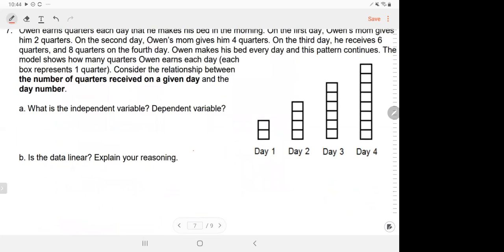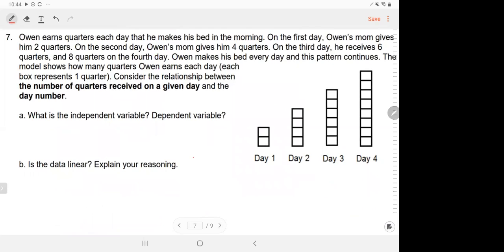Okay, last problem here. Owen earns quarters each day that he makes his bed every morning. On the first day, Owen's mom gives him 2 quarters. On the second day, she gives him 4 quarters. On the third day, he receives 6 quarters and 8 quarters on the 4th day. Owen makes his bed every day, and this pattern continues.